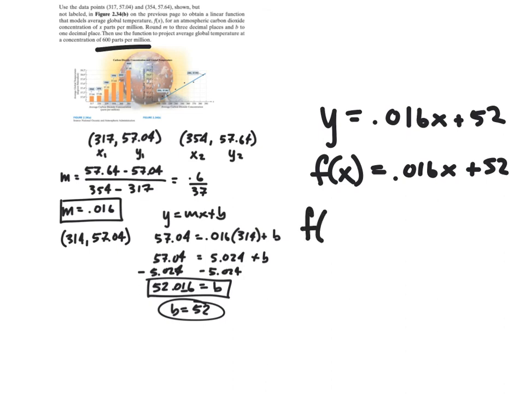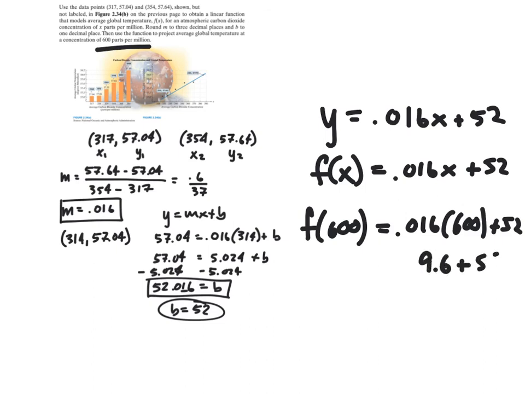So I'm going to do f of 600, and I'm going to plug that in. So I'm going to get 0.016 times 600 plus 52. Let's see what we get. So 0.016 times 600 is going to give us 9.6 plus 52. And that's going to give us f of 600 is equal to 61.6.